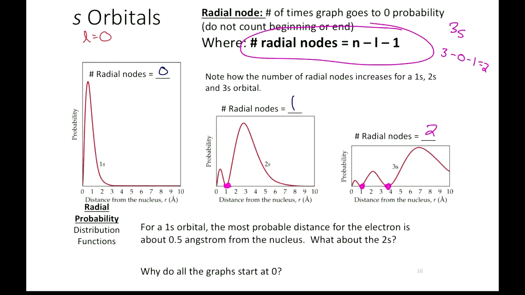All right, so we see here for a 1s orbital, you will find that the electron's most probable distance is around 1 or a half angstrom, but what you see about a 2s orbital is that the most probable distance from the nucleus is closer to 3 angstroms. As your n value increases, the higher probability will be further from the nucleus. And I already mentioned this: all the graphs start at 0 because you can't have an electron inside the nucleus.